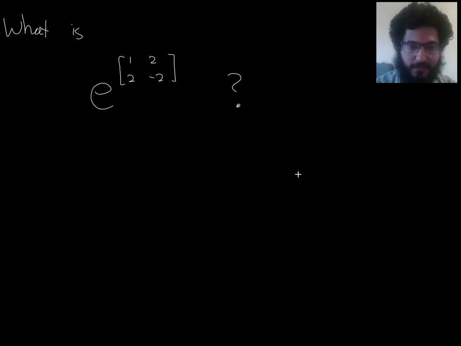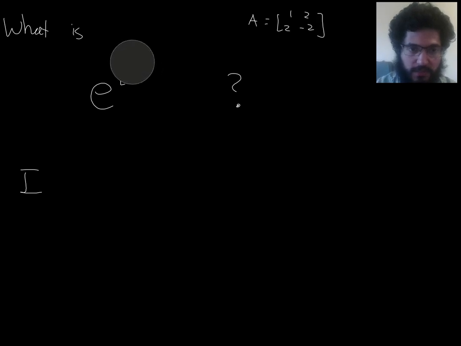So I want to look at how we actually compute exponentials of matrices, and I'm going to do it with this example. What is the exponential of this matrix, 2 by 2 matrix? The answer should be some 2 by 2 matrix. So how can we do this? If we just use the definition directly, let's call this matrix A. So let's say A is 1, 2, 2, minus 2. Then my question is, what is e to the A, right?